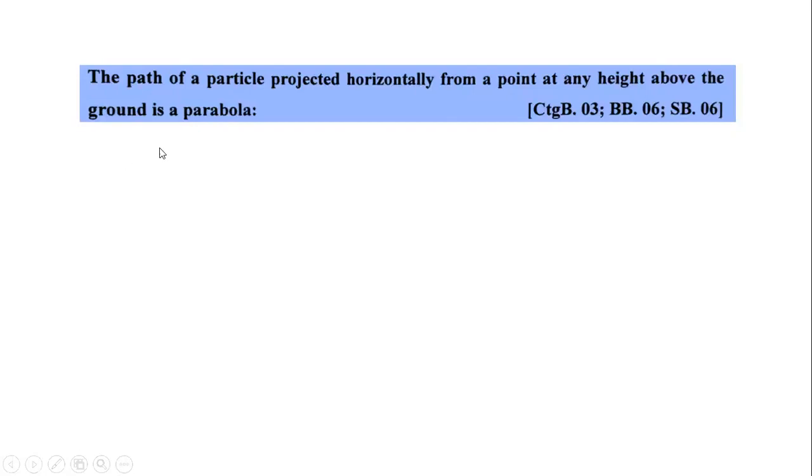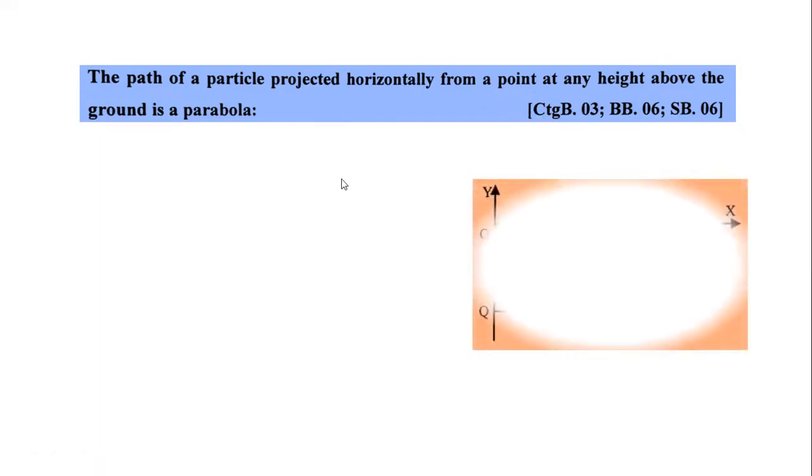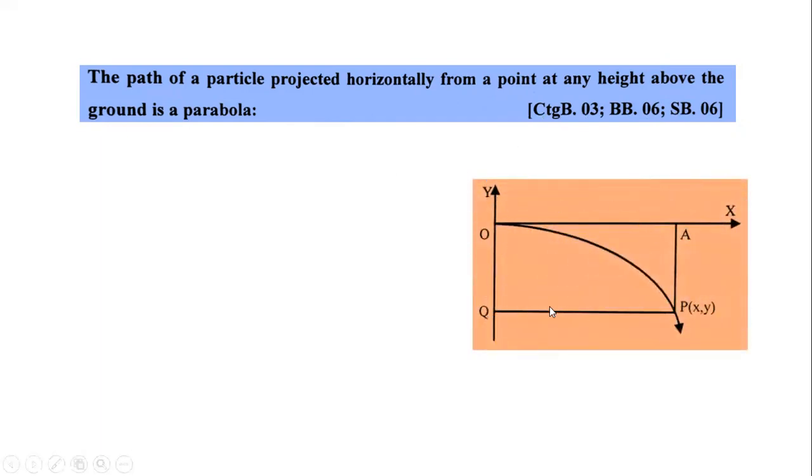Now we discuss a theorem. The path of a particle projected horizontally from a point at any height above the ground is a parabola. It's a board question. At first, we draw the figure. Here, this is the y-axis, this is the x-axis. We have to find out that this is a parabola.